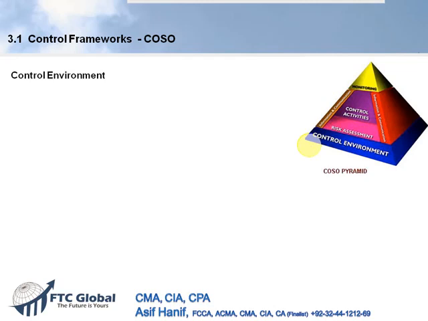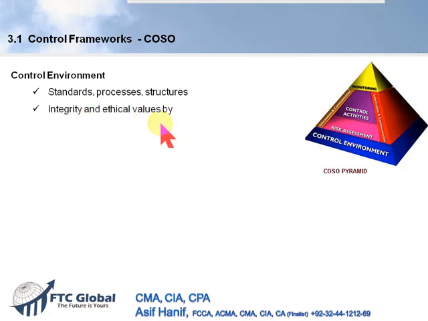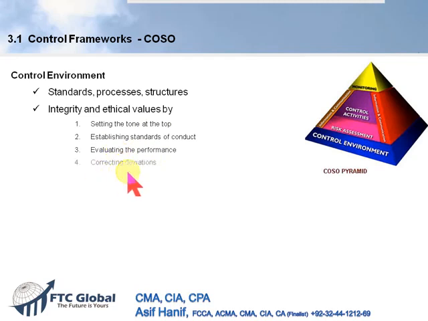Control environment basically represents the foundation, the structure, the processes that serve as the foundation of the whole system of internal controls. Basically this is the management philosophy, the management way of running the business, operating style. All this is the basis of any control structure in any organization. So integrity and ethics, ethical values, these are set by the top management, setting the tone at the top, establishing standards of conduct, the senior management does. How the performance will be evaluated, senior management does. And if there is any deviation, how the corrective actions would be taken. So this all is covered within the control environment.